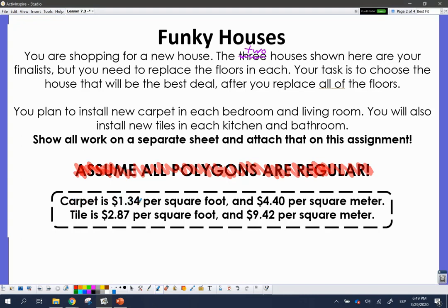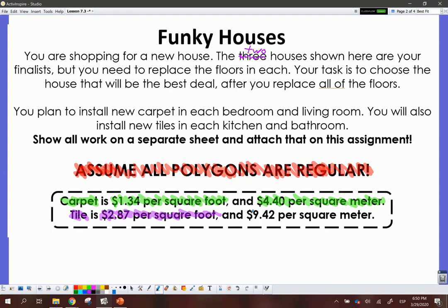Carpet is $1.34 per square foot and $4.40 per square meter. Tile is $2.87 per square foot and $9.42 per square meter. So notice that the prices change depending on whether you're using tile or carpet, and it also changes depending on whether you use square feet or square meters. So keep that in mind in this activity. These prices are different if you're using square feet or square meters.